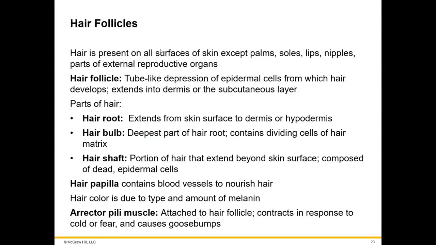Now, when we look at actual parts of the hair, the root is what extends from the skin surface to the dermis or hypodermis, and it is inside of basically the follicle.